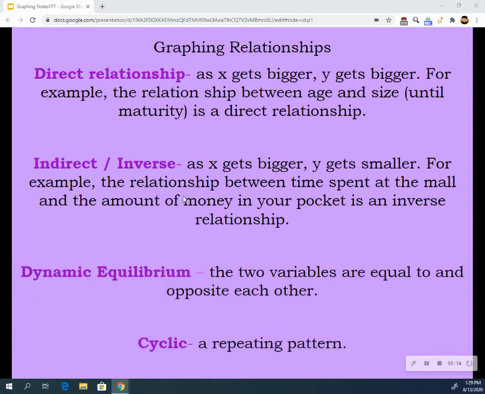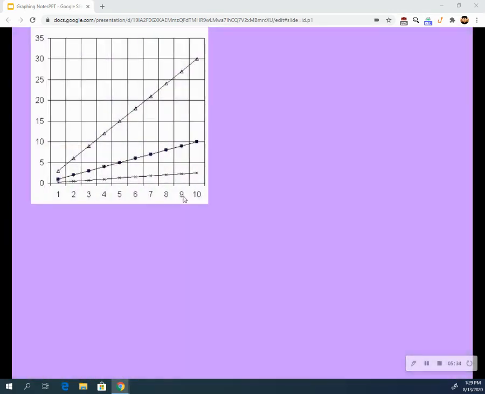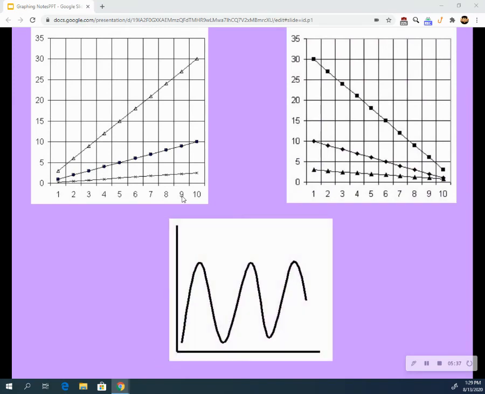Dynamic equilibrium means the two variables are equal to and opposite of each other. Think of it as things move on, you're going to have the equal and opposite thing happen to each part of the axis. And then cyclic is a repeating pattern. So with direct, everything's moving upwards. Indirect, everything's moving downwards. And cyclic, like how your waves move.